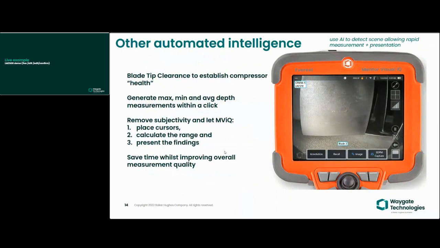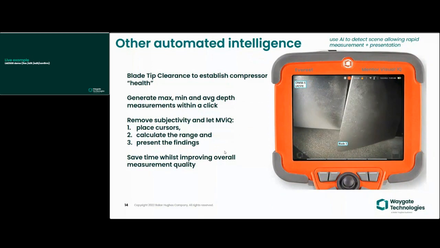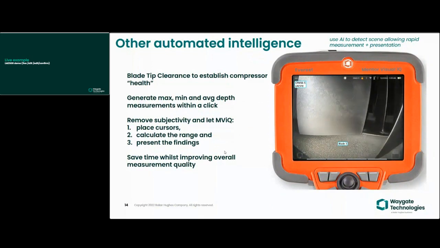Here's another example of using artificial intelligence that actually recognizes the component within the scene. So not to do with defect recognition. This is recognizing an aerofoil and the associated shroud liner, or abradable liner. And then by activating a measurement type, in this case blade tip clearance, the device rapidly detects and calculates the various depth measurements across the chord of the blade and presents that in a text box that you've just seen on the screen.